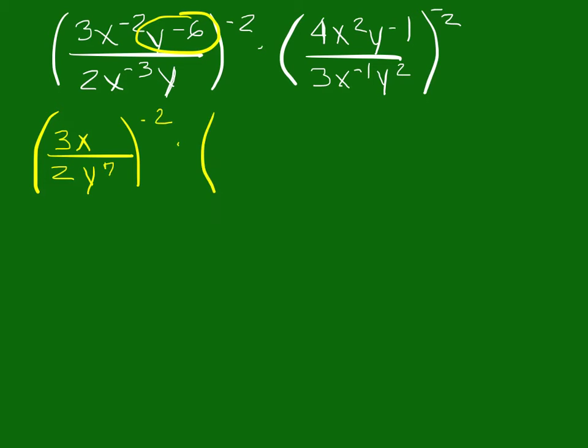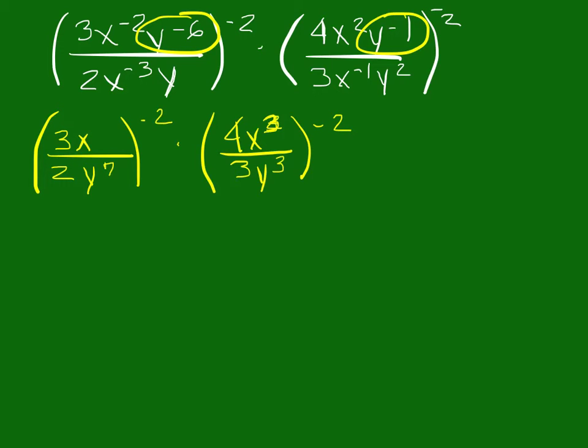And on the right hand side, 4 and 3 will stay the same. Then you have an x to the negative 1 that goes to the top, combines with x squared to be x to the third. Poorly written. x to the third. And then y to the first goes to the bottom and becomes y to the third, combining with the y to the second.